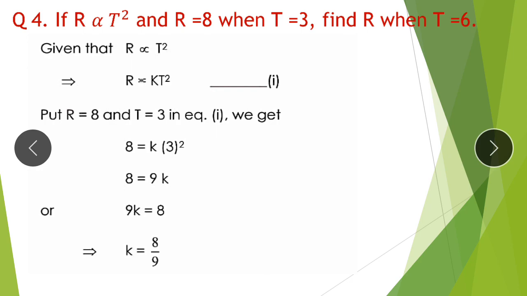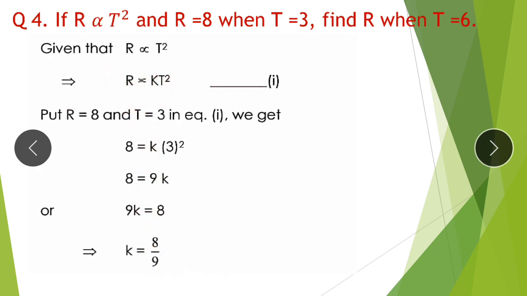We cannot proceed ahead until and unless the constant of variation is found. So let's write here that instead of variation we can write equal and kt square. Now we can put these values in this equation in order to find the value of the constant of variation. r is equal to 8 and t is equal to 3. 3 3s are 9k, and the value of k will be here 8 divided by 9.